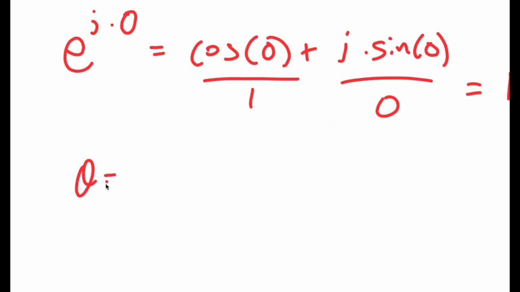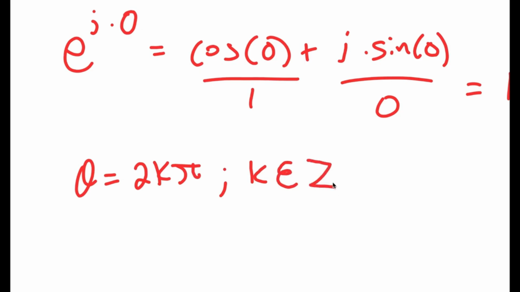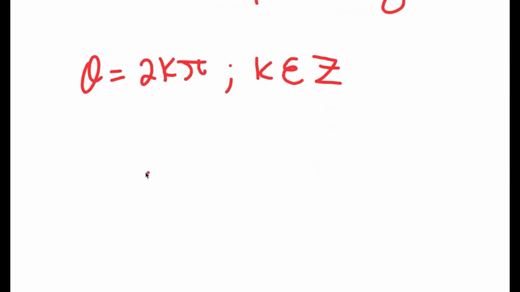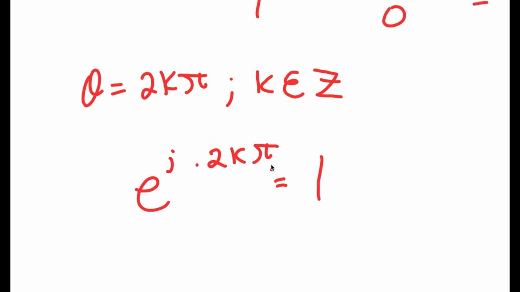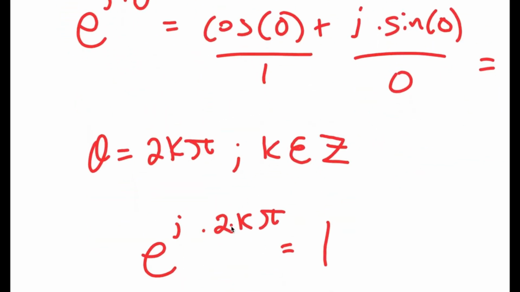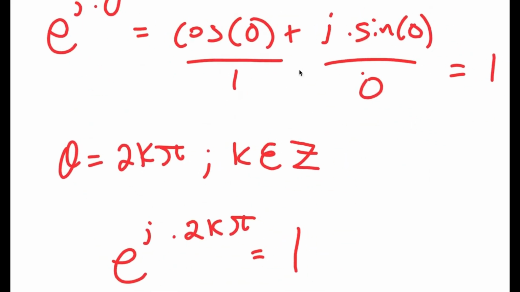Now, what if we say theta is equal to 2k pi? And k is just a substitution for all real numbers. So now I get e to the power of i times 2k pi is equal to 1, because all we did was we just substituted theta in for 2k pi into this same thing.